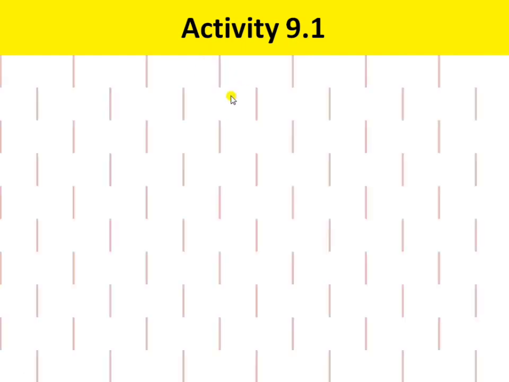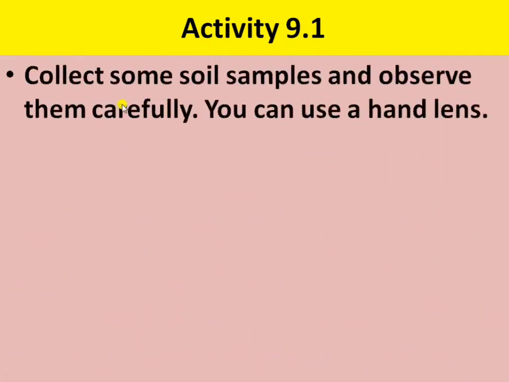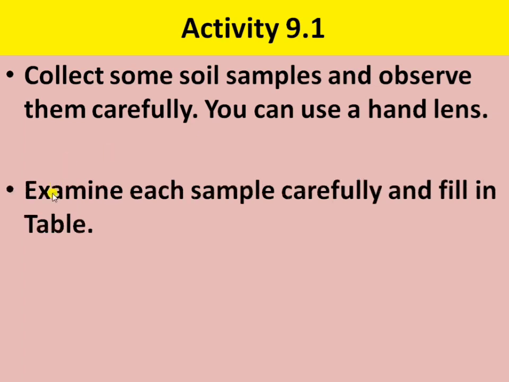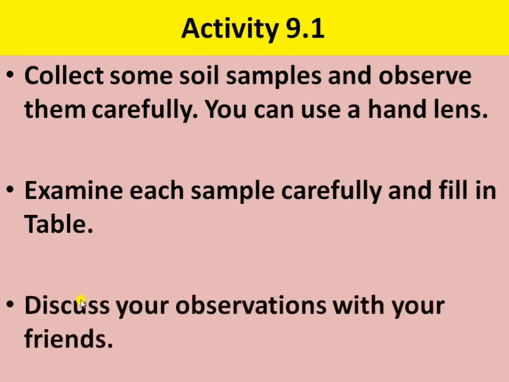Moving on to the next topic, that is activity 9.1. So in activity 9.1 we have to collect some soil samples and observe them carefully, or you can use a hand lens to observe the soil sample. Next is, examine each sample carefully and fill in the table. Discuss your observation with your friends.